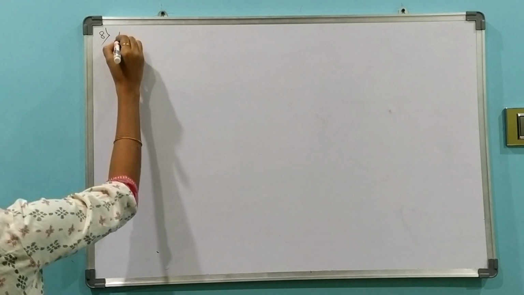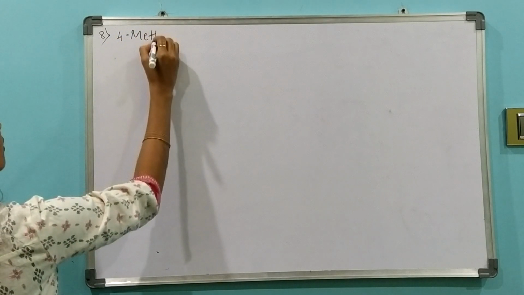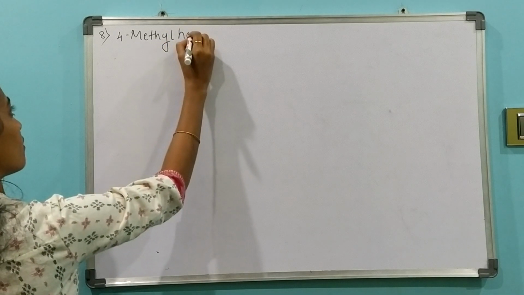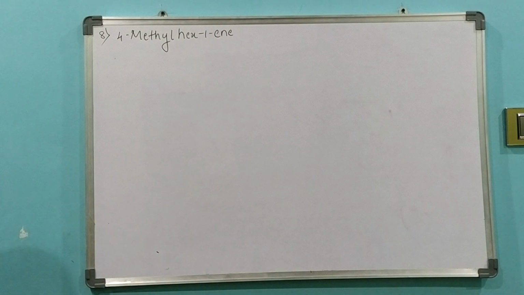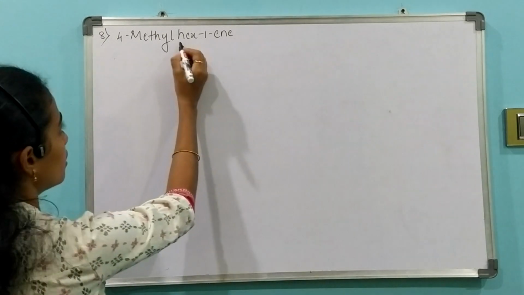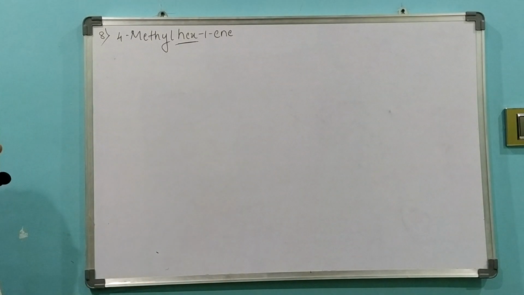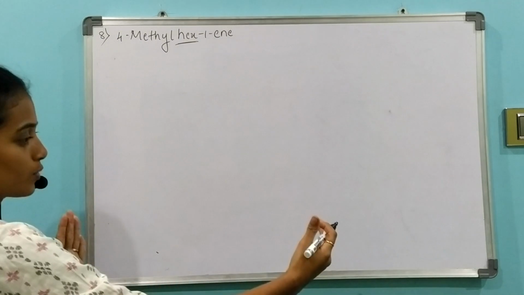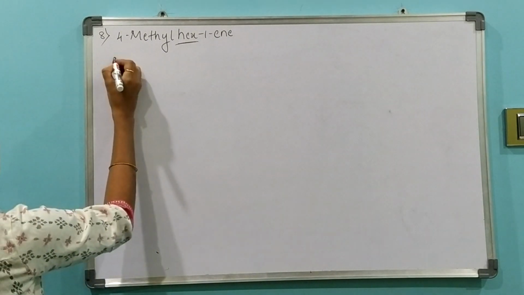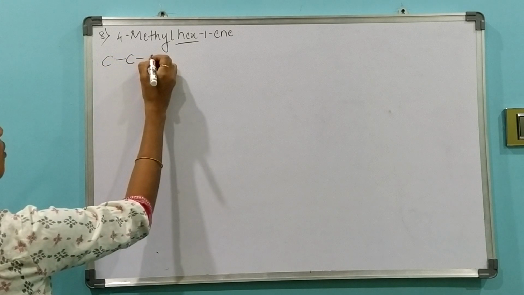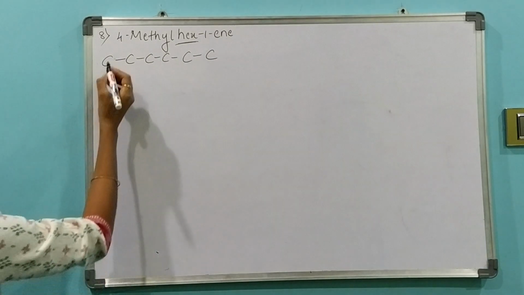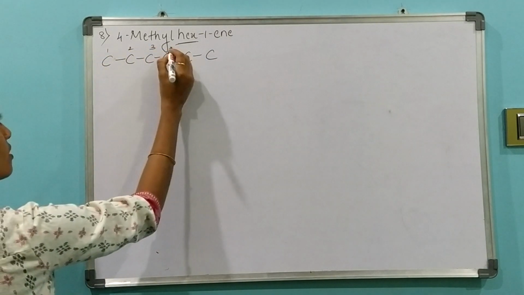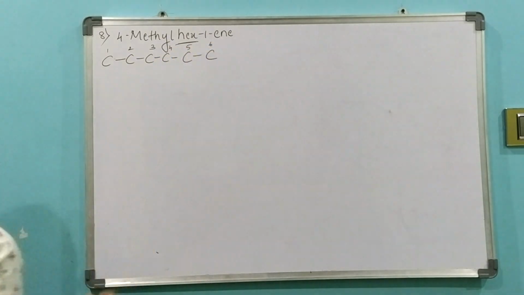I'll give you the name now. 4-methyl hex 1-ene. IUPAC name of the compound is 4-methyl hex 1-ene. So how will you write the structure of the compound? Hex, it is a root word. It is saying you that you are having 6 carbons in a parent chain. So directly write first 6 carbons in a parent chain with a single bond. Correct? Number it. 1, 2, 3, 4, 5, 6.